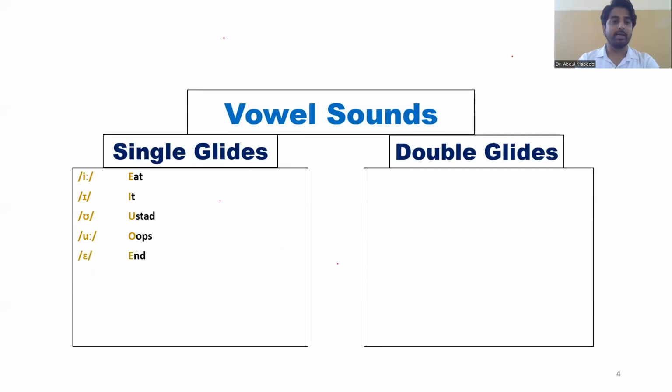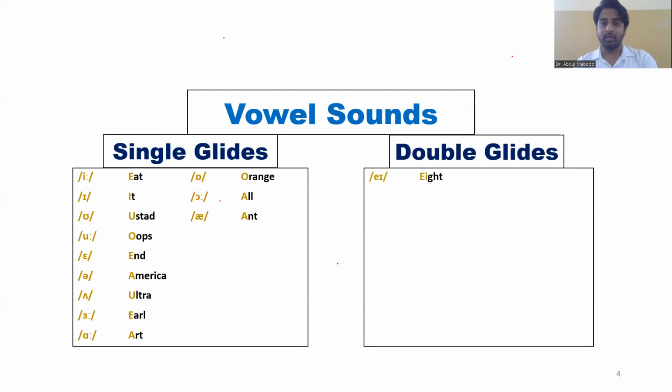Then a sound, as in and. Then a sound, as in America. Then a sound, as in ultra. And then a sound, as in all. Then a sound, as in the case of art. Then o sound, as in the case of orange. And then a sound, as in the case of all. Then a sound, as in the case of and.